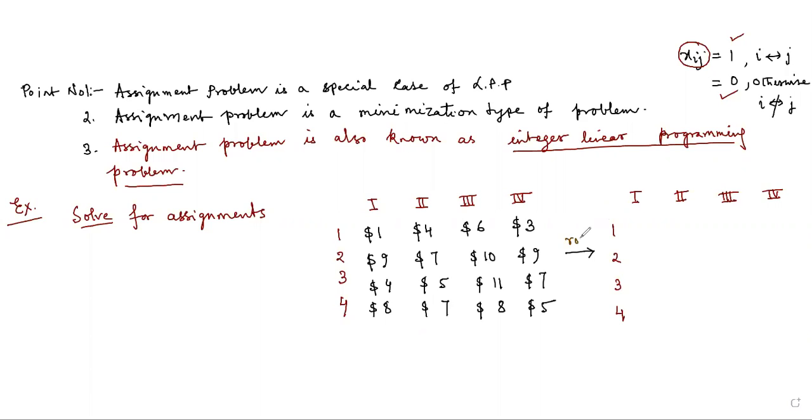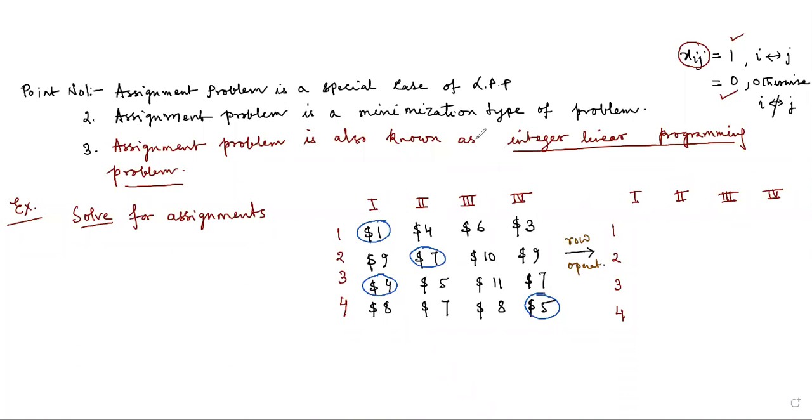I told you to write row operation over here. Row operation tells us that you have to select the first row, identify the minimum element, and subtract this minimum element from all the other elements of this row, including itself. Let us first identify all the minimum elements. The minimum element in the first row is $1. The minimum element in the second row is $7. The minimum element in the third row is $4. The minimum element of the fourth row is $5.